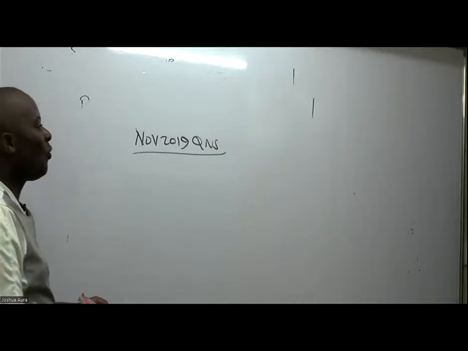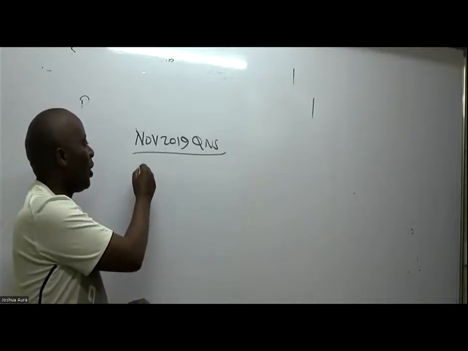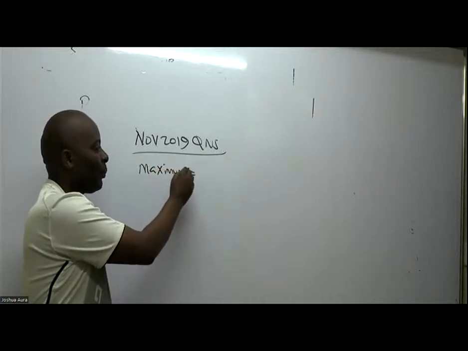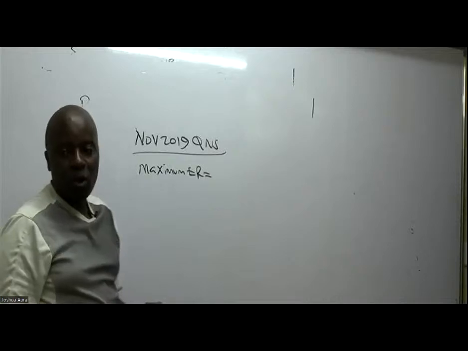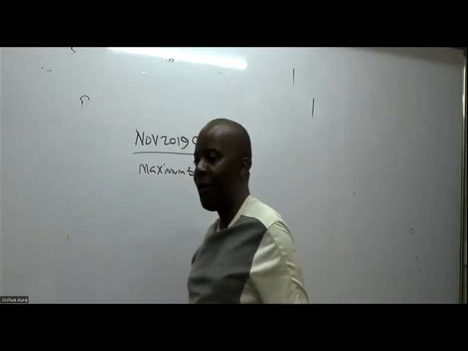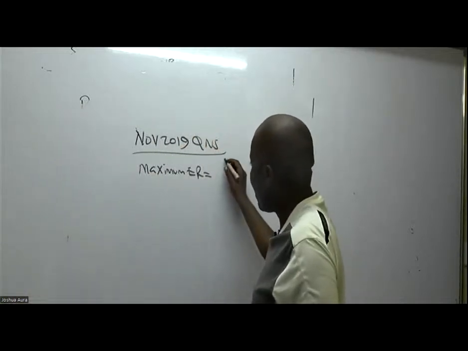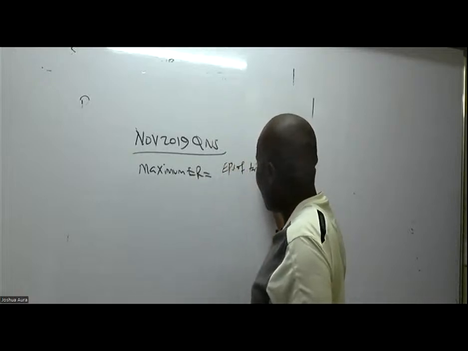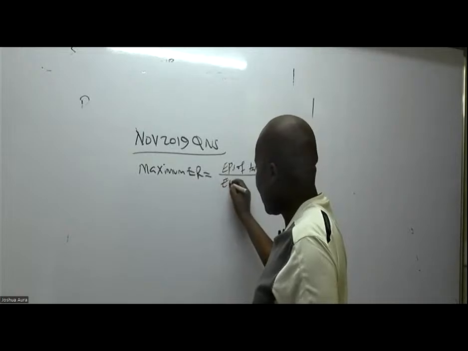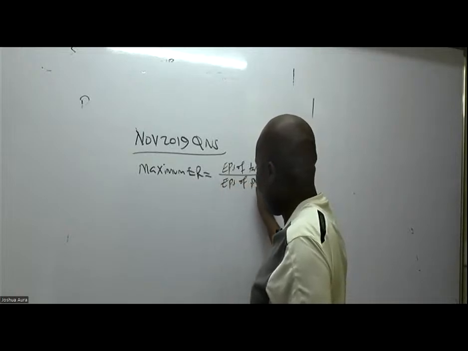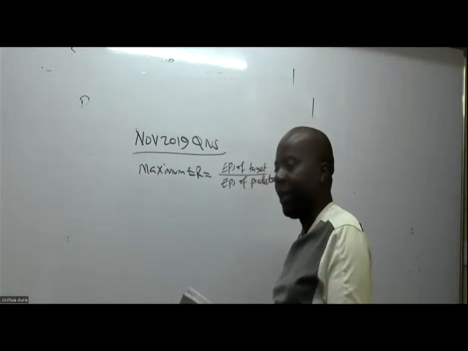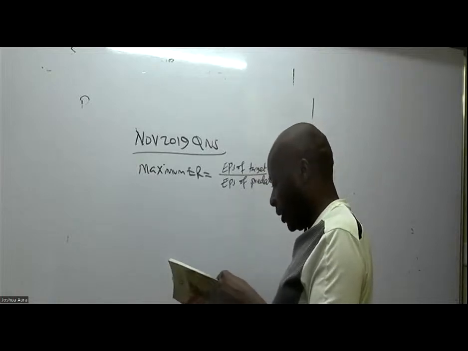Remember that when they talk of maximum exchange ratio, and we explained this so well in our last session, you will always look at this as the EPS of the target company all over EPS of the predator company. This is the easiest way of understanding this. EPS of the target company all over EPS of the predator company.